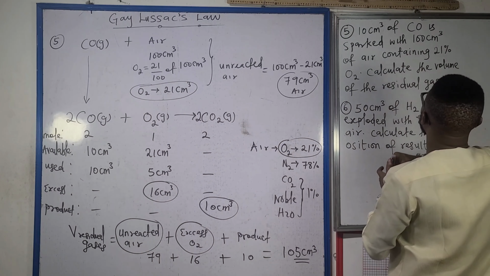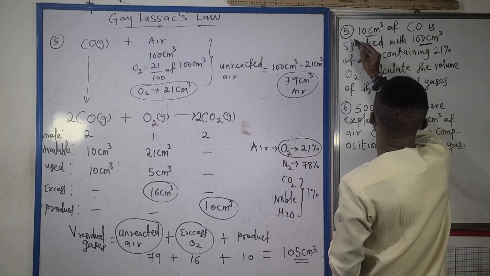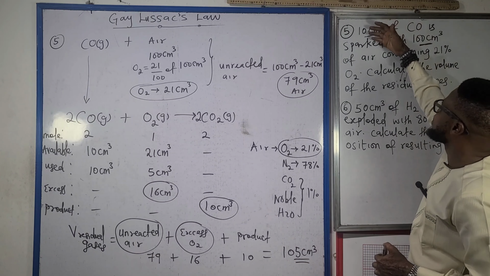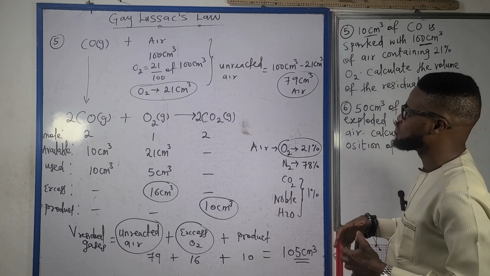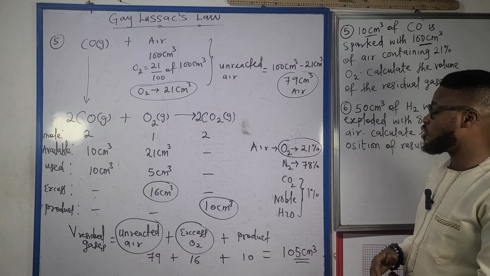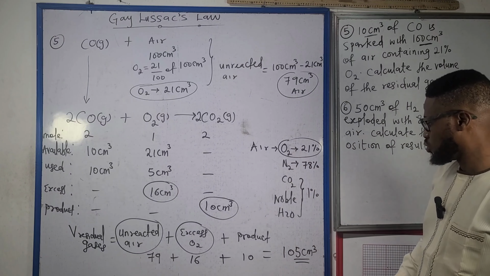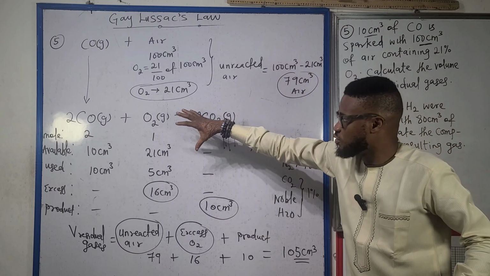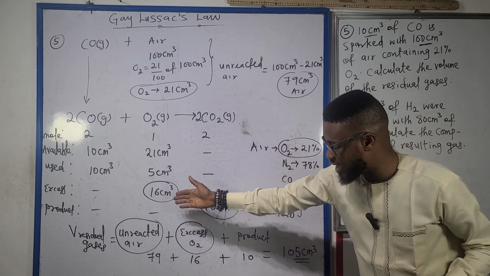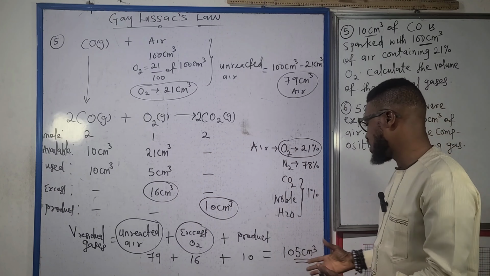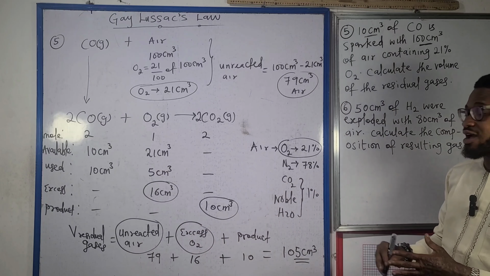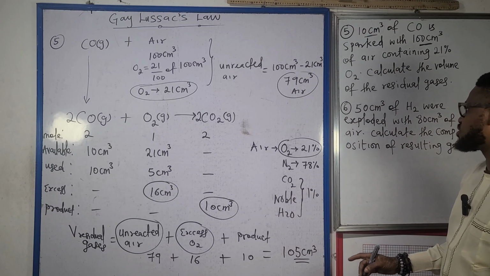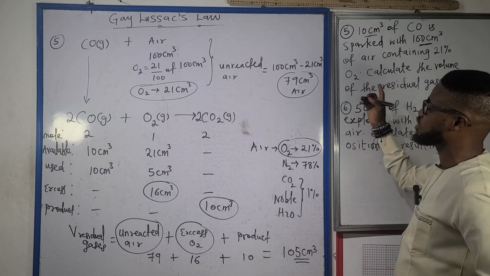100 is what you have in the question for air, and 10 cm cube for CO. So you would understand that this is not about just adding together and dividing or subtracting. No, you're never going to make any headway that way. You just have to flow with things. We have unreacted air, then we move into Gay-Lussac's proper. We look at the SS, we look at the product, we take that together. That is the volume of the residual gases left after the whole of the reaction here. So the answer to this question is 105, talking about question 5.